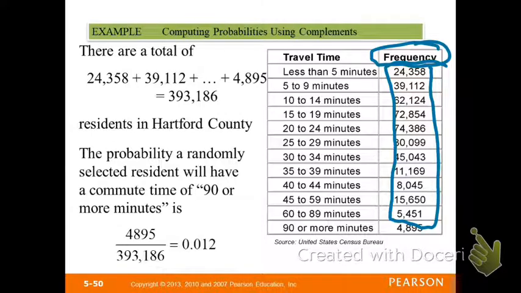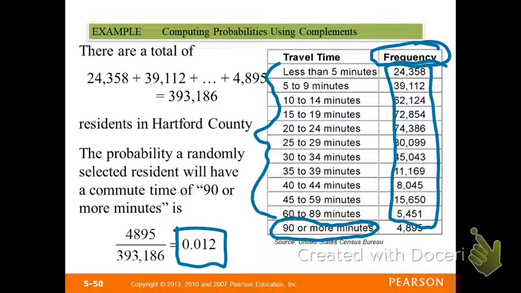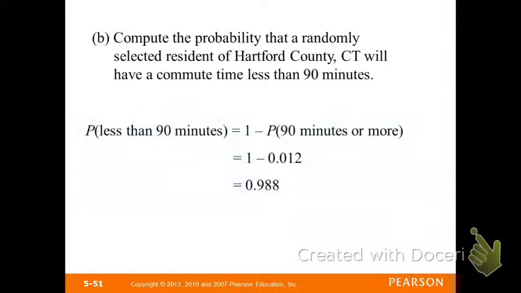If only 0.012 of people spend 90 minutes or more, then what are we interested in here? We're interested in the people whose commute time is less than 90 minutes. It's the complement, right? That includes everybody. People who take 90 minutes or more, people who take less than 90 minutes, that's everybody. So the probability of less than 90 minutes is 1 minus the probability of 90 minutes or more, and we get a probability of 0.988. So that's how complements are going to be most useful to us.